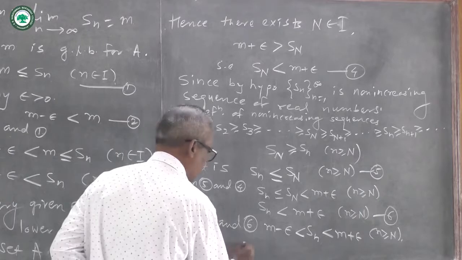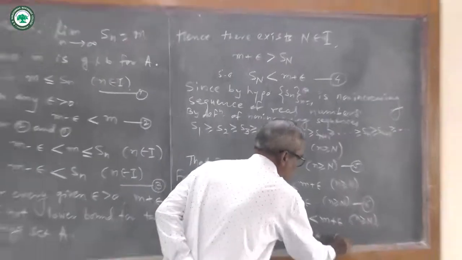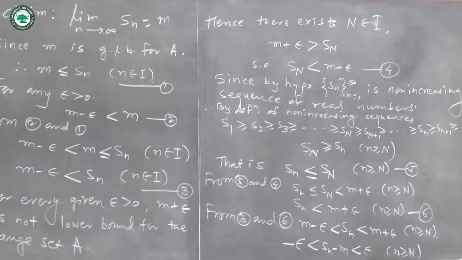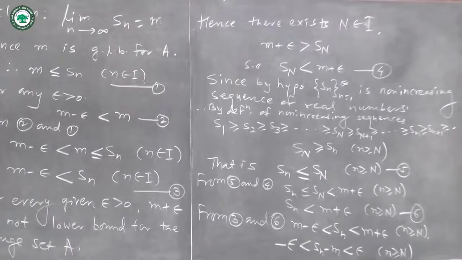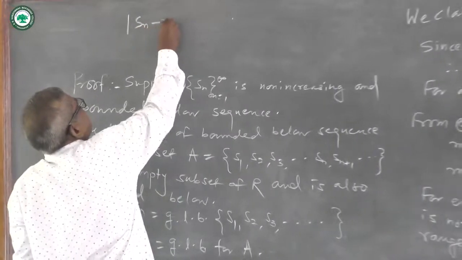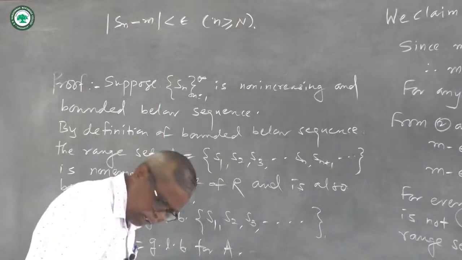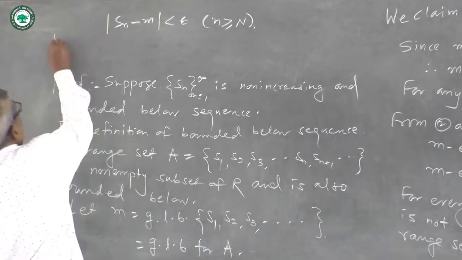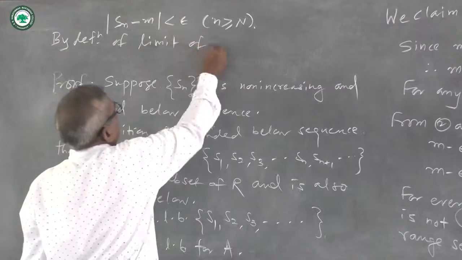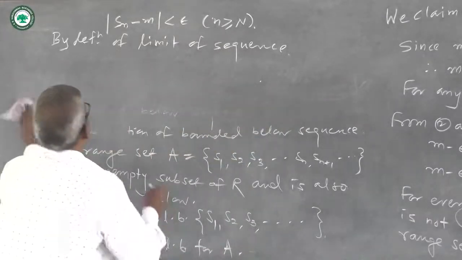Subtracting small m, we obtain minus epsilon less than Sn minus small m less than epsilon for all n greater than or equal to capital N. By properties of modulus, we write modulus of S suffix small n minus m is less than epsilon for all n greater than or equal to capital N. By definition of limit of sequence, limit n tends to infinity of Sn is equal to m.